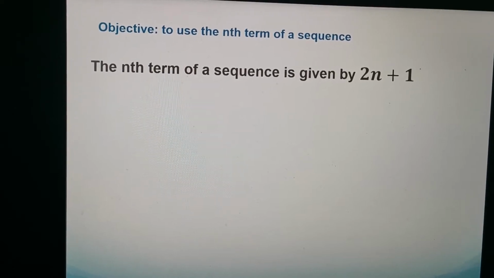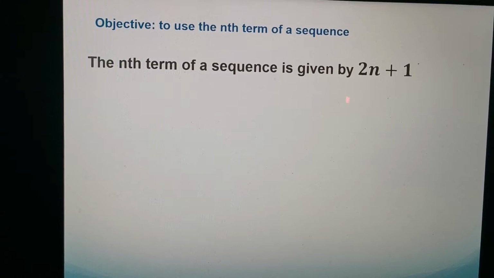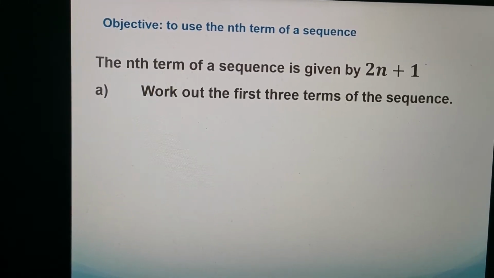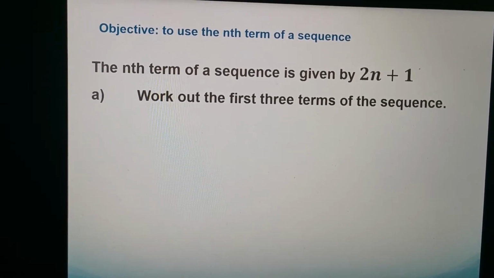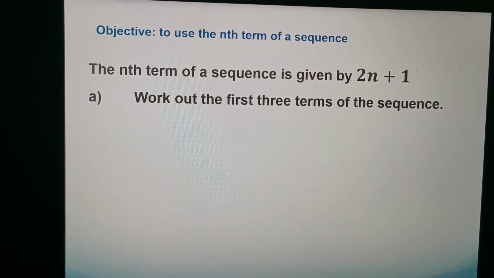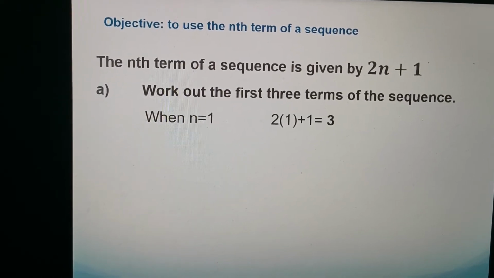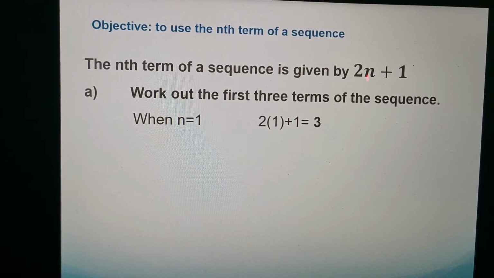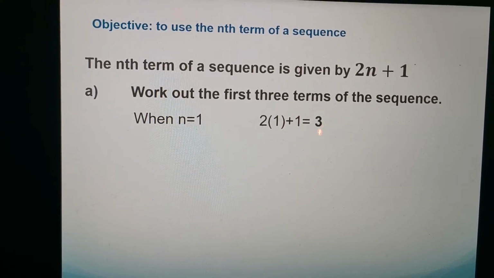Now, how do we use the nth term of the sequence? The nth term of a sequence is given by 2n plus 1. Work out the first 3 terms of the sequence. When I'm talking about the first 3 terms, this means n is 1, n is 2, n is 3, because n represents the position of the term. When n equals 1, all I have to do is to substitute n by 1 to find the first term. 2 times 1 plus 1, it gets 3.